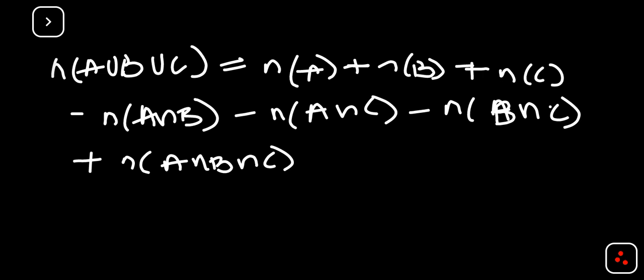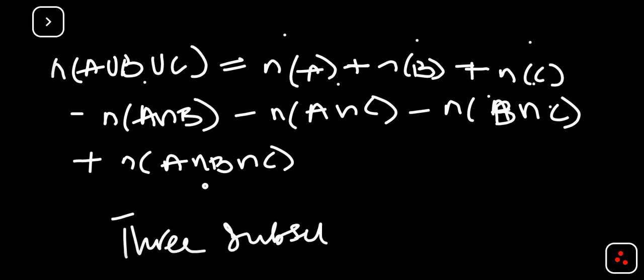So take note if you want to remember the formula. Add the individual sets A, B, and C. Then subtract all the intersections possible. And add the final intersection for three sets. That's simple. So this is the three subset formula.